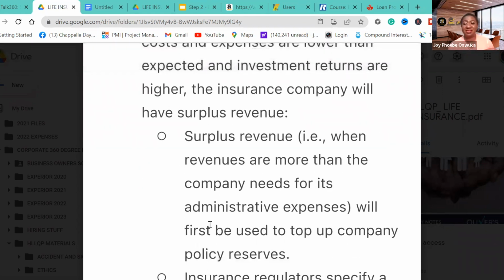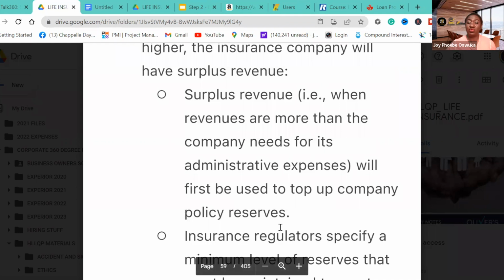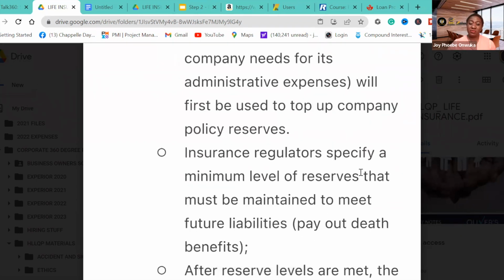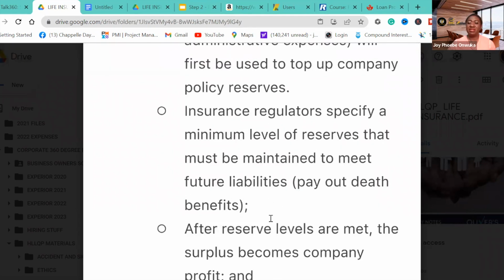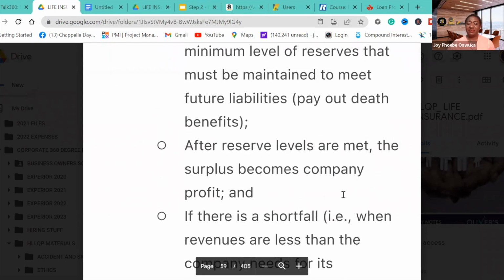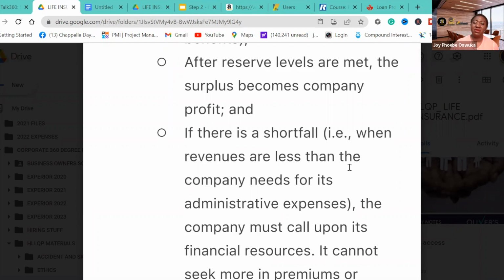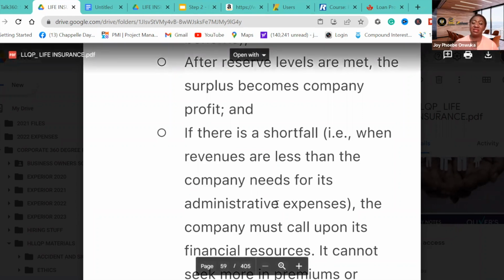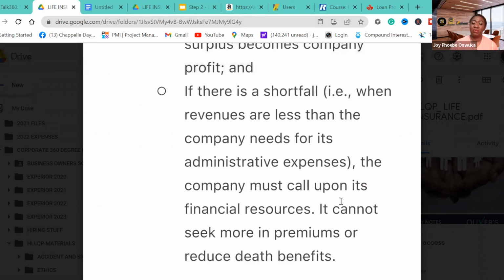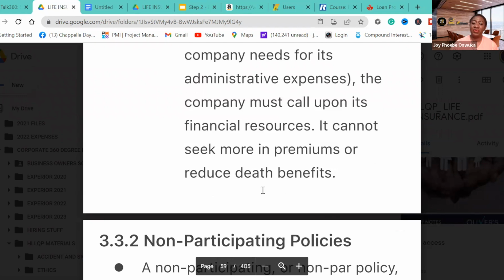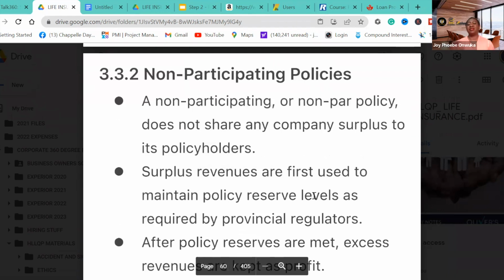Now, surplus revenue is when revenues are more than the company's needs for its administrative expenses. They will first be used to top up the company's policy reserve. Now, insurance regulators specify a minimum level of reserves that must be maintained to meet future liabilities or pay out death benefits. After the reserve levels are met, the surplus becomes the company's profit. And if there is a shortfall, that is, the revenues are less than the company's needs for its administrative expenses, then the company must call upon its financial resources. It cannot seek more premium or reduce death benefits. Okay, so that is that on participating policies.